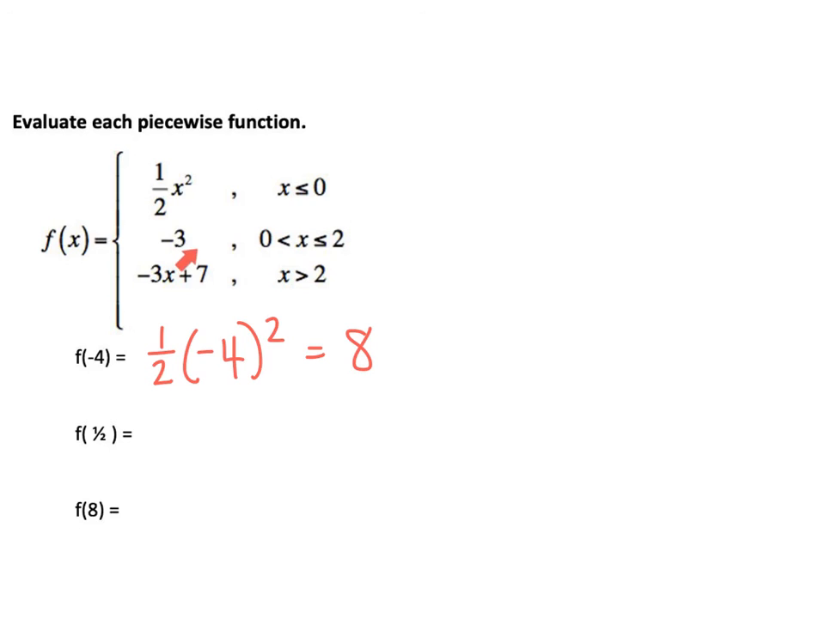f of 1/2, that's going to fall here in the middle between 0 and 2. And, well, that's going to be my horizontal line, -3, for that entire stretch. And then f of 8 is greater than 2, so it gets plugged into this bottom linear part of the function. So -3 times 8 plus 7 would evaluate to -17.